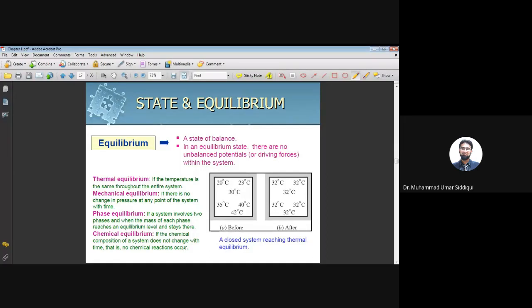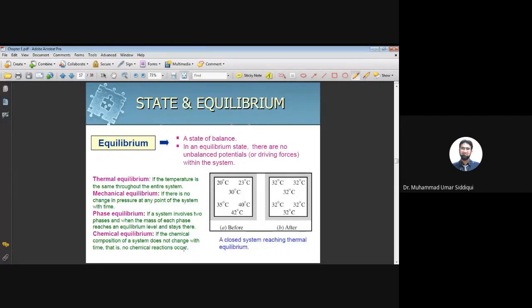Phase equilibrium. All substances have three phases: solid, liquid, gas. Suppose we have multi-phase things, let's say ice is there with water, but the quantity of ice is not changing and the quantity of water is not changing. Neither the ice is converting into water nor the water is converting into ice. That means we are in phase equilibrium. So the phases remain constant. Then we have chemical equilibrium. Chemical equilibrium means if the chemical composition of a system does not change with time, then no chemical reaction is occurring inside, and so we say that that object is in chemical equilibrium.